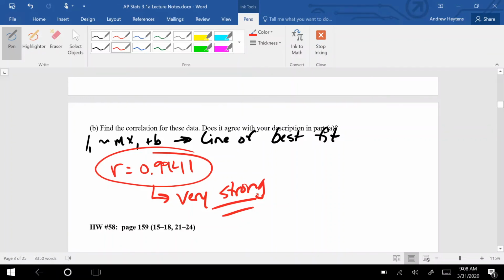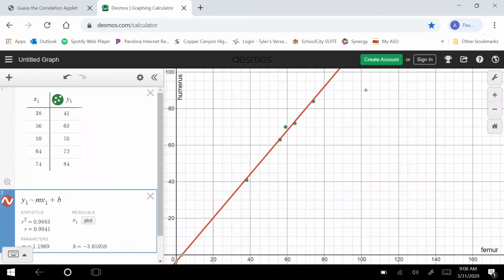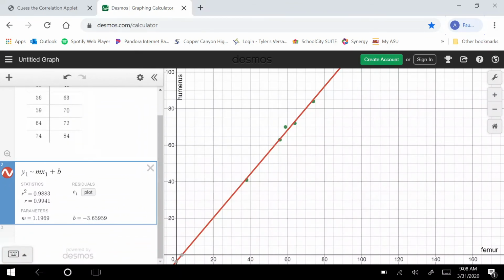Okay, that's going to wrap up today. The biggest thing is, again, try to get familiar with Desmos. Make sure that you are able to insert a table and insert the y1 tilde mx1 plus b, and that will calculate your R value for you. Keep working on direction, outliers, form, and strength, and how to interpret scatter plots. And what does your R value mean? What does it mean with direction? What does it mean with strength? And remember, your R value never addresses form.